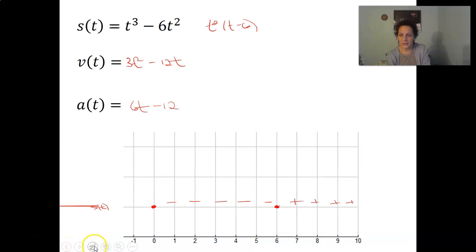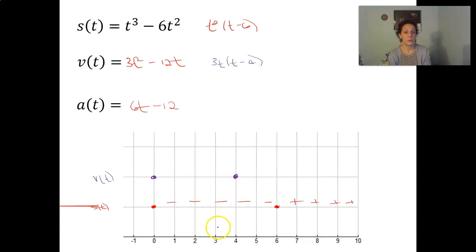Let's take a look at the velocity. Let's see if I can make this as obnoxious as possible in all these different colors. Okay, so if I look at my velocity, I'm going to factor out a 3t here. It's going to leave me with a t minus 4. So my velocity sign chart is going to have 2 zeros on it as well, 1 at 0 and 1 at 4.